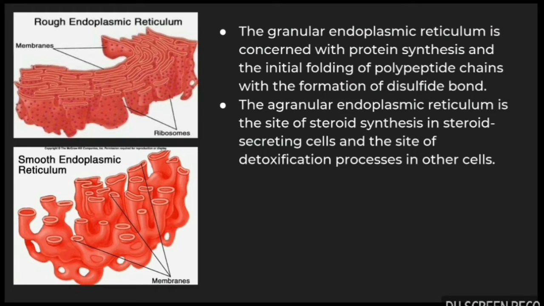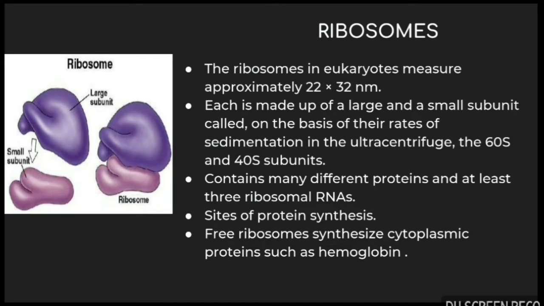So there are two different types of endoplasmic reticulum. One is rough and the other one is the smooth endoplasmic reticulum. A rough endoplasmic reticulum is involved in protein synthesis, and the smooth endoplasmic reticulum is involved in steroid synthesis and detoxification processes. Moving on to ribosomes.